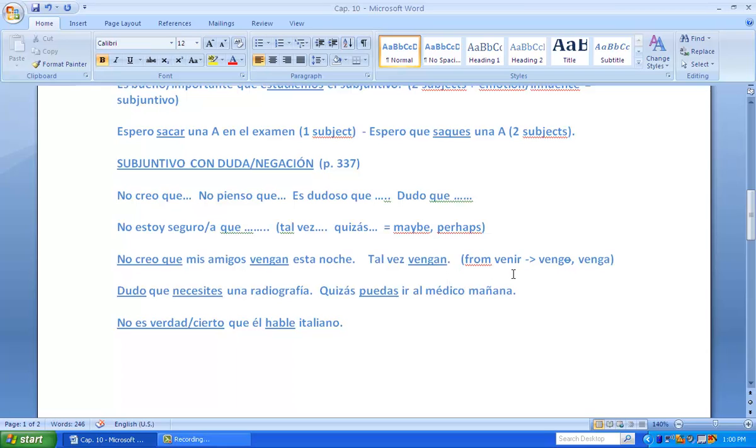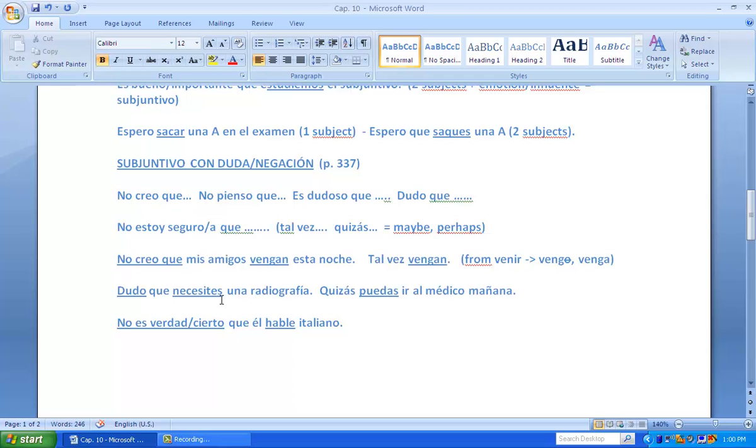Maybe they're coming. Tal vez vengan. And we get vengan from the verb venir. You go to the yo form, vengo, take the o off, and change it. It's an IR verb, so it gets an A on the end. Venga. Tal vez venga. Mis amigos tal vez vengan.